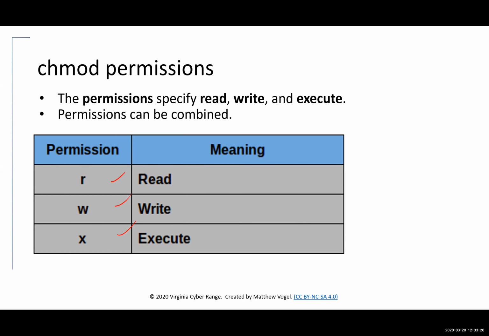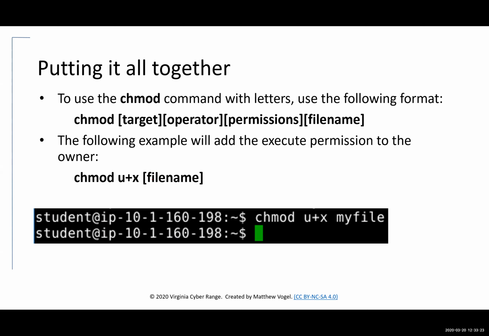So you should write that down. Pause, write that down. Okay, so we're going to put all this together, right? We're going to use the chmod command with letters using the following format. We're going to say chmod, and then we're going to give the target, the operator, the permissions, and then the file name. And here's an example. We're going to chmod u. Who's that? That's the user, right? We're going to do a plus. It's going to give that permission where the user didn't have it before. And then we're going to use the x. Then what permission is that? It's the execute permission.